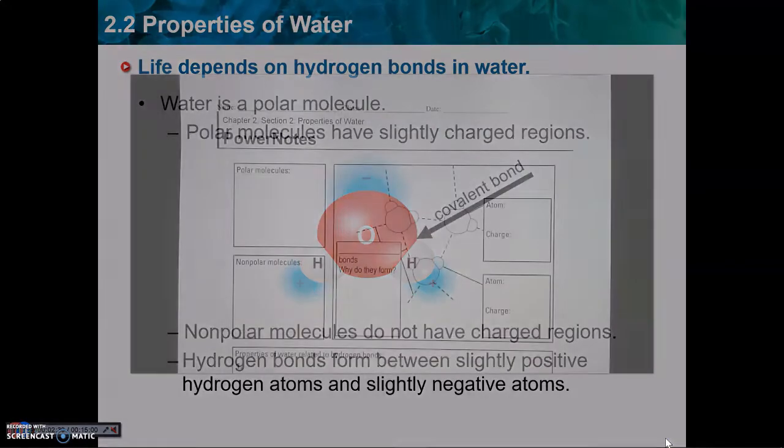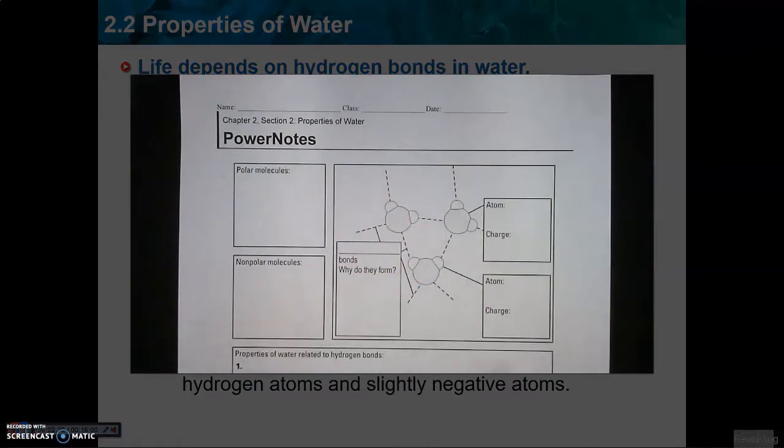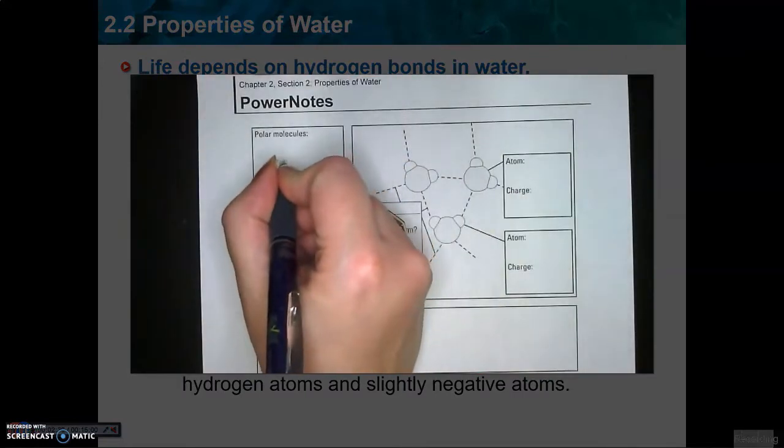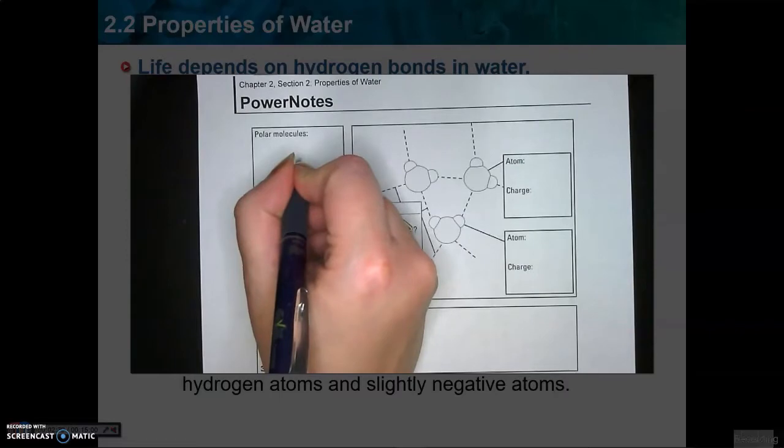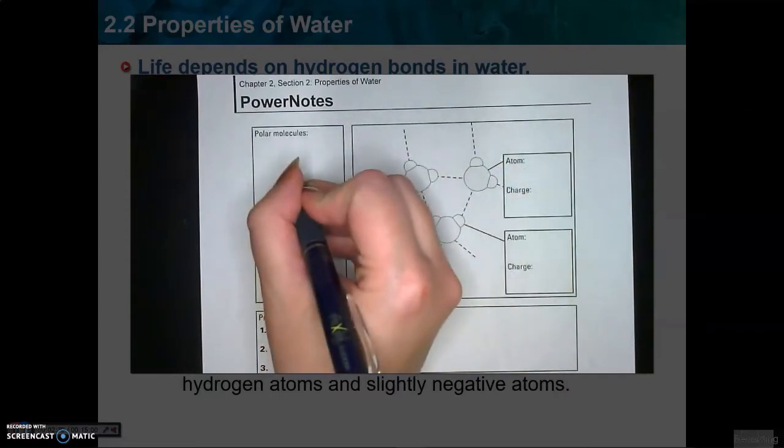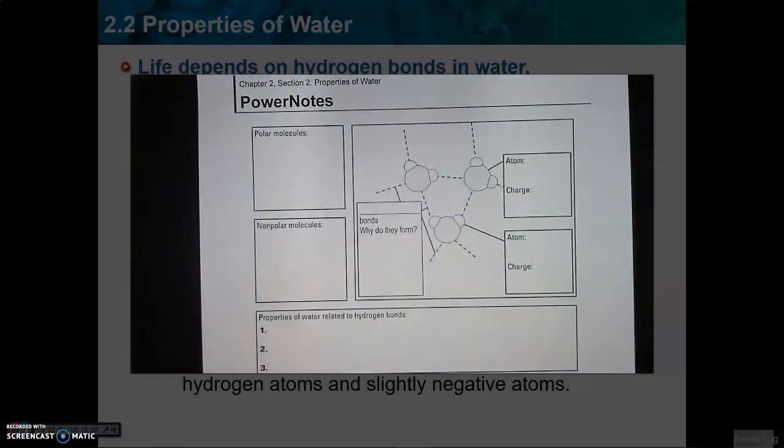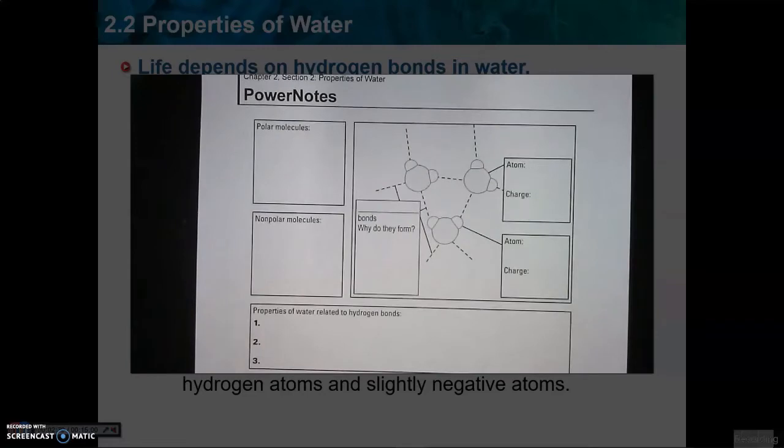On your Power Notes sheet, you do have a place to describe what exactly is a polar molecule, and this would be a molecule that has two opposite charged sides, like a water molecule.